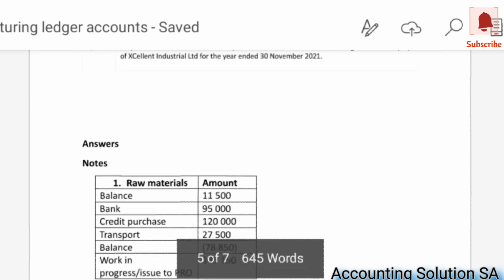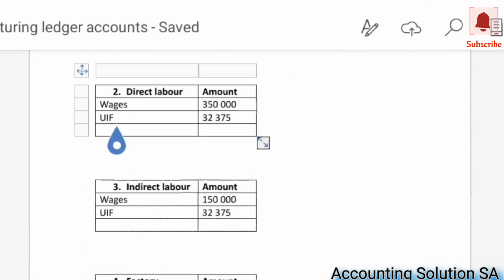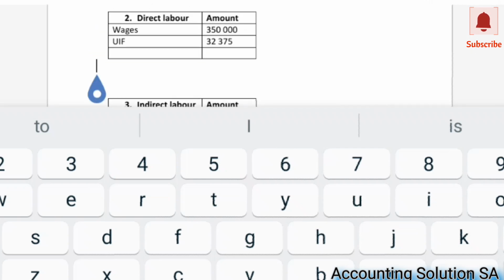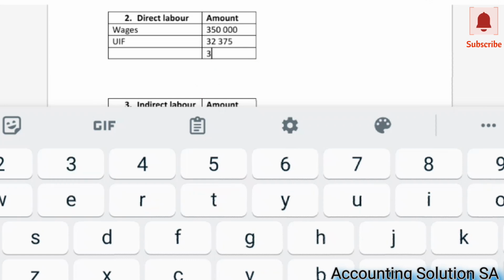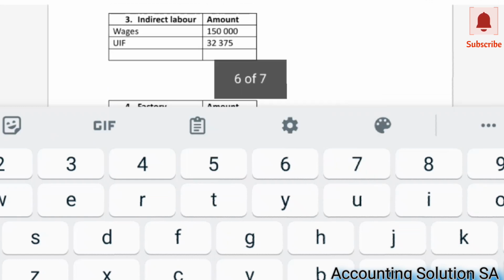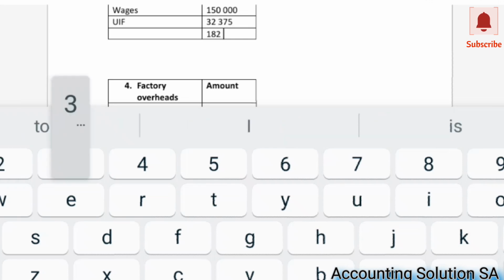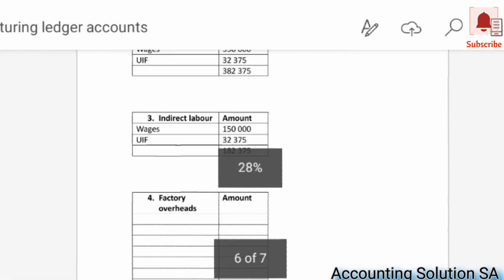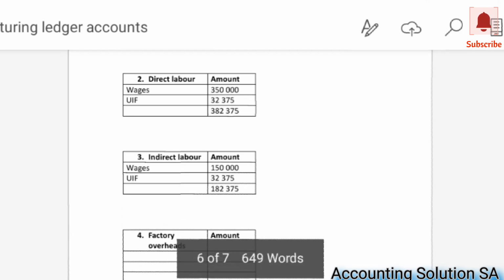Then after that, now guys, we don't have any other transaction, which means that we can calculate totals. Let's start with the total of direct. Direct, guys, is going to give us 350, it's going to give us 382,375. And the other one is going to give us 182,375. Simple as that, guys, which means that for now I believe that you are listening and you are getting the principle.